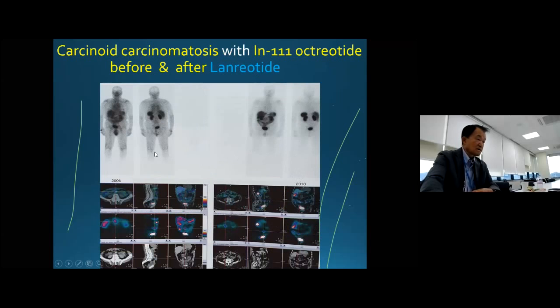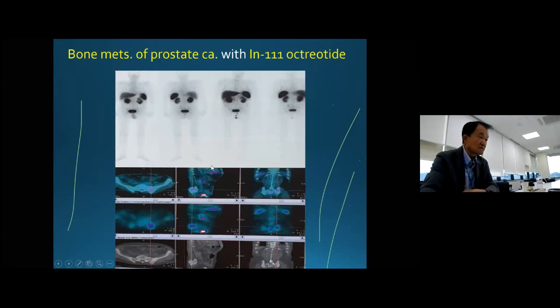Okay, we see something. Here, before and after suppression of neuroendocrine function, a neuroendocrine tumor with a somatostatin analog, maybe in the mediastinum here. Yes, it's not so clear.